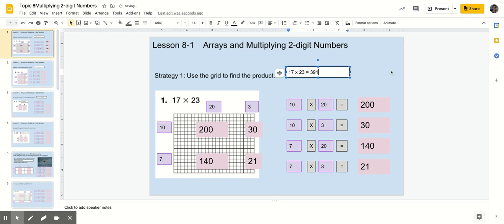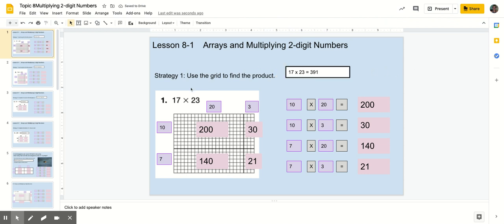391. Okay, everybody, so when we're multiplying a two-digit number like 17 times a two-digit number like 23, we're going to break apart these numbers using expanded form. Then we're going to be adding up all of our partial products, and then we have our product.